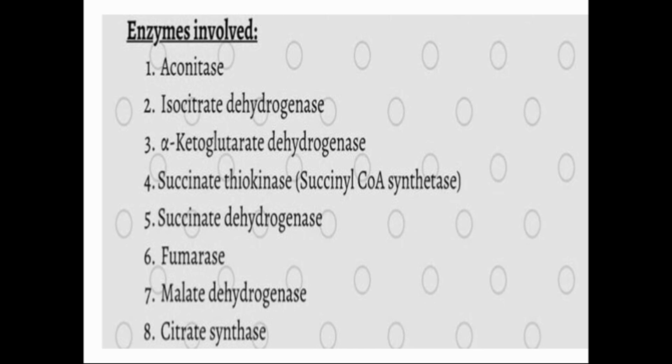So here are the enzymes which are involved in the whole process: aconitase, isocitrate dehydrogenase, alpha-ketoglutarate dehydrogenase, succinate thiokinase or succinyl-CoA synthetase, succinate dehydrogenase, fumarase, malate dehydrogenase, and citrate synthase.